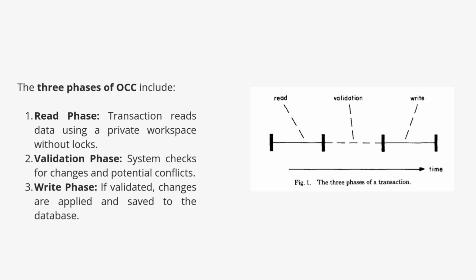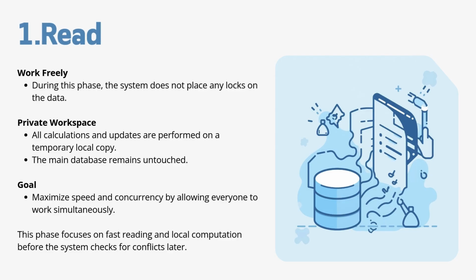Let's take a look at the first phase. In the read phase, no locks are used. Each transaction works using its own local copy, so the main database is not touched yet. This allows many users to work at the same time without blocking one another. The goal of this phase is speed and high concurrency. It lets users read and compute as fast as possible before the system performs conflict checking later during validation.